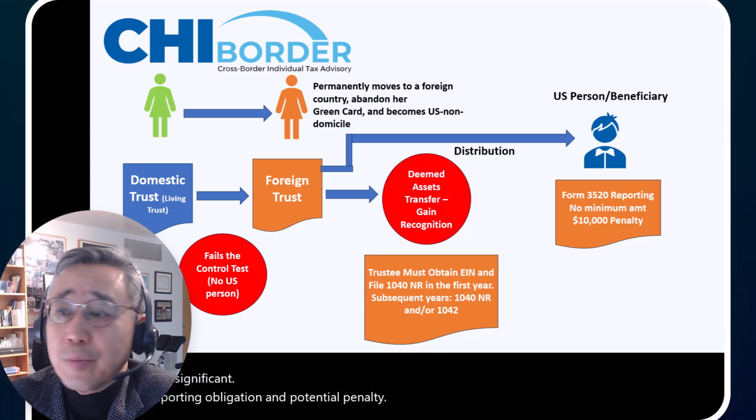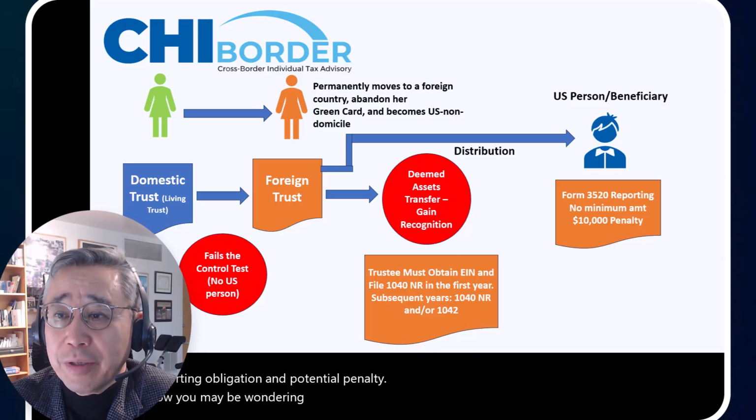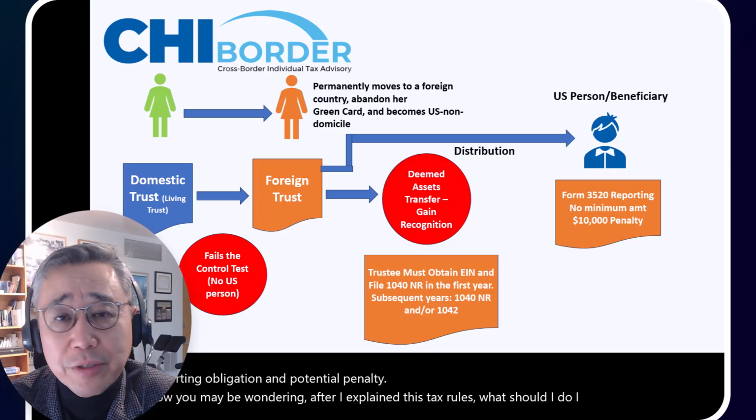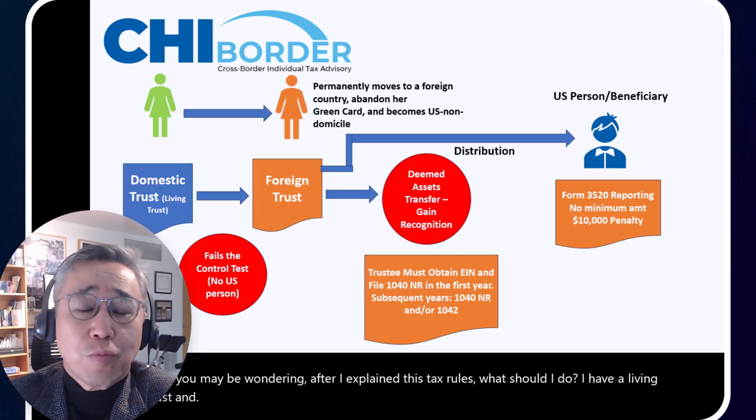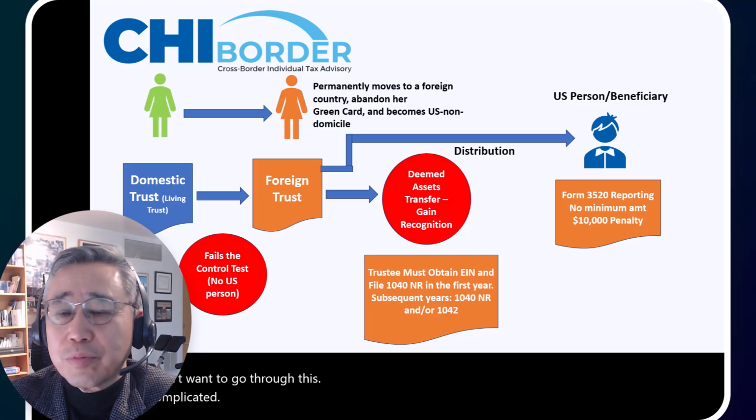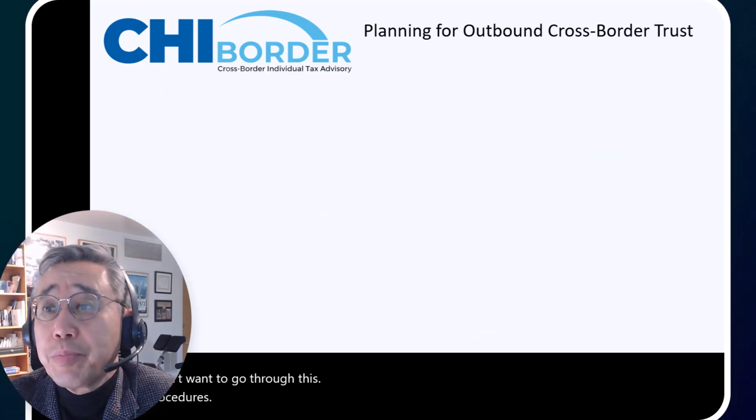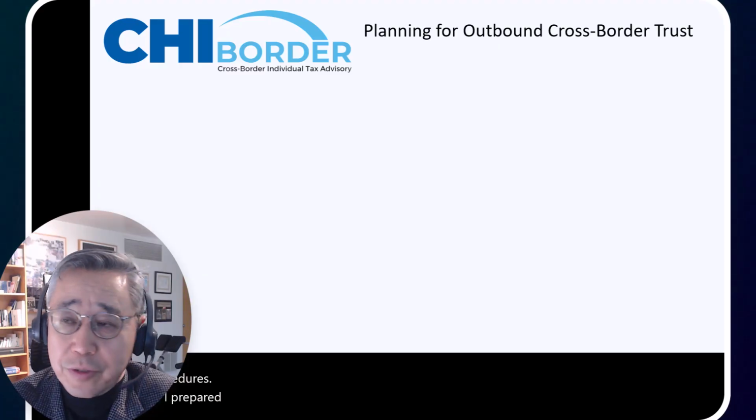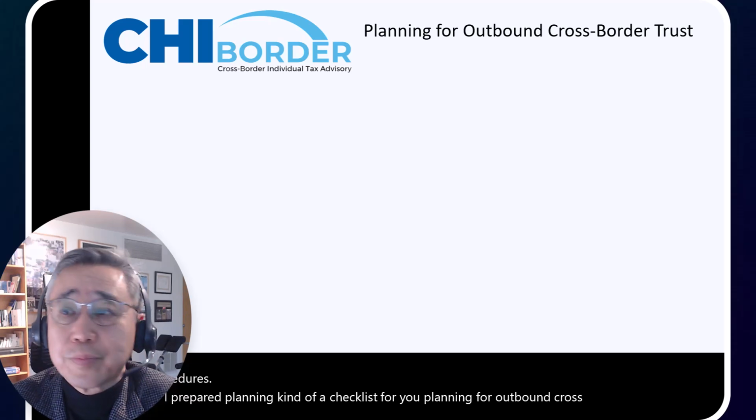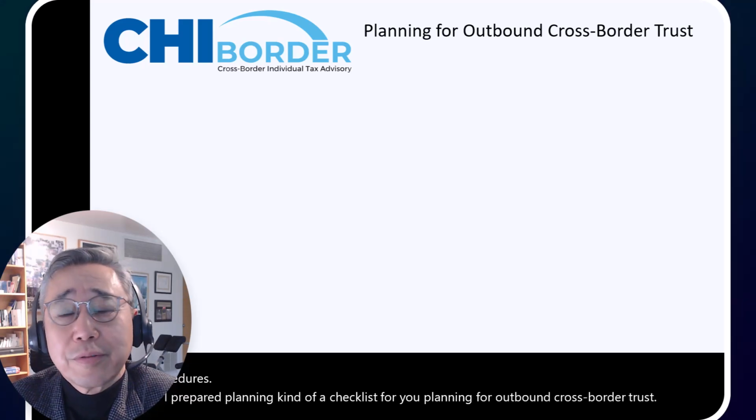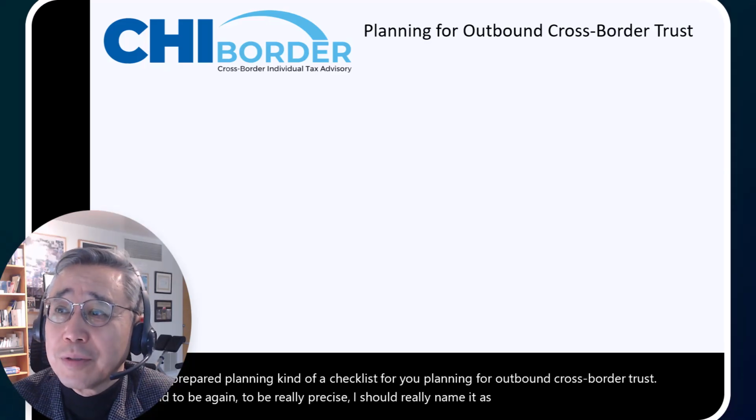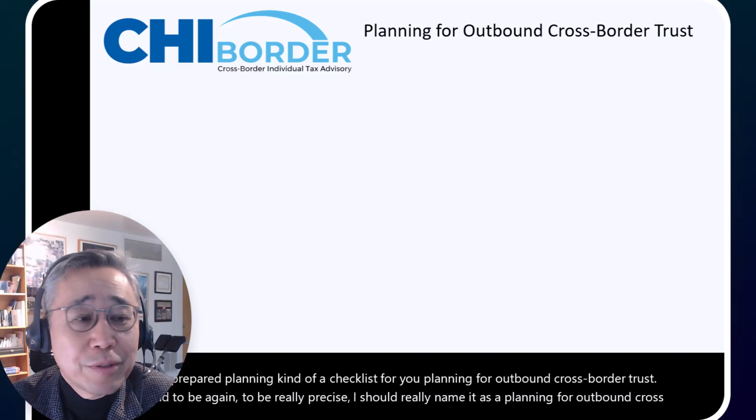Now, you may be wondering after I explain these tax rules, what should I do? I have a living trust and I don't want to go through these complicated procedures. So I prepared a kind of checklist for you, planning for outbound cross-border trust. And to be really precise, I should name it planning for outbound cross-border living trust.